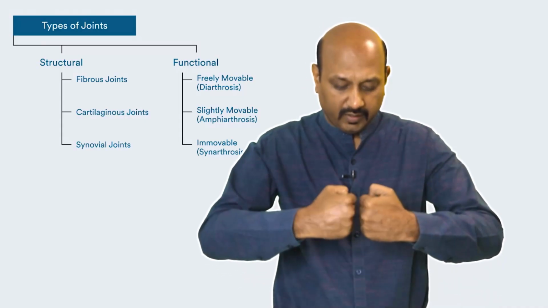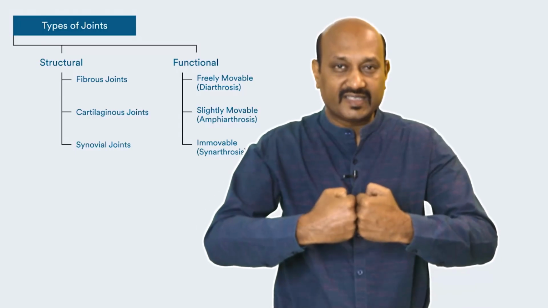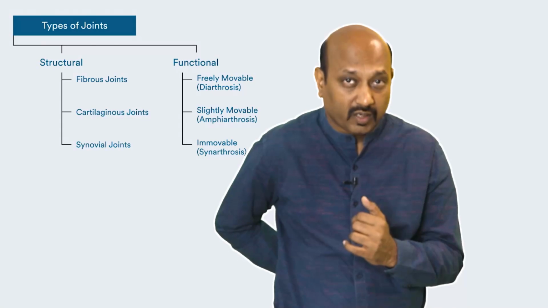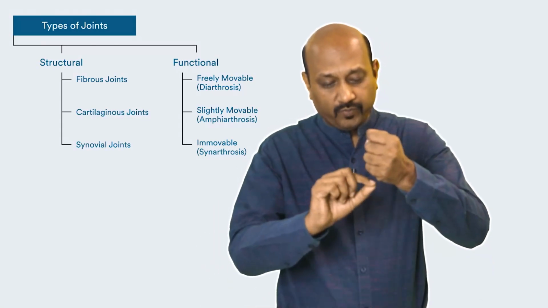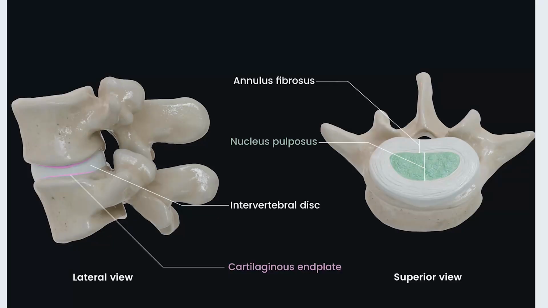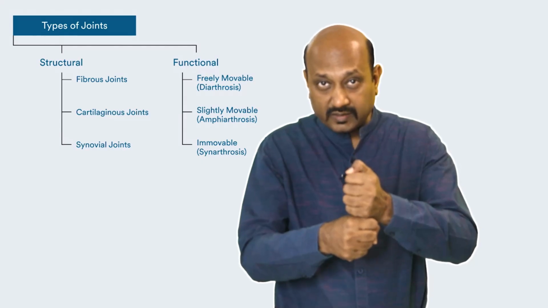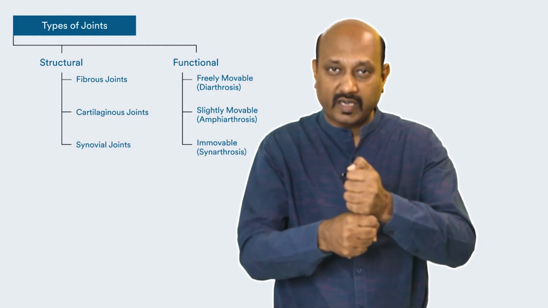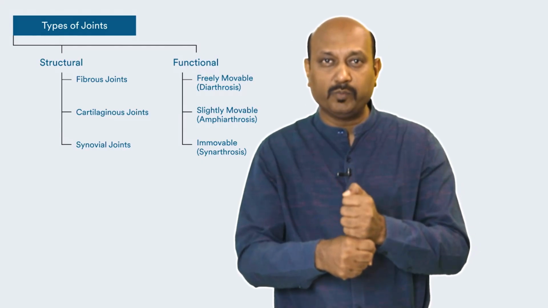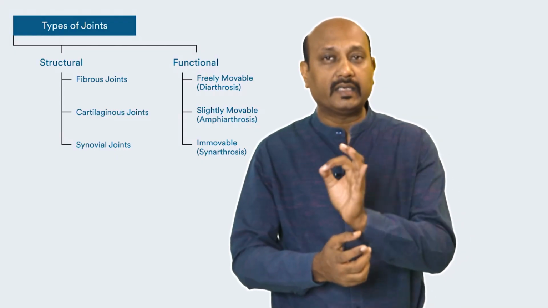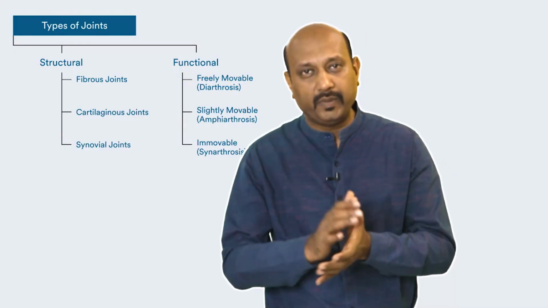So what will happen? There will be very little movement, very slight movement. What is an example? We have the vertebral column. Between two vertebrae, we have a small disc, known as the intervertebral disc, right? With the help of this small piece of cartilage, we can have very slight movement. This type of joint is known as amphiarthrosis.